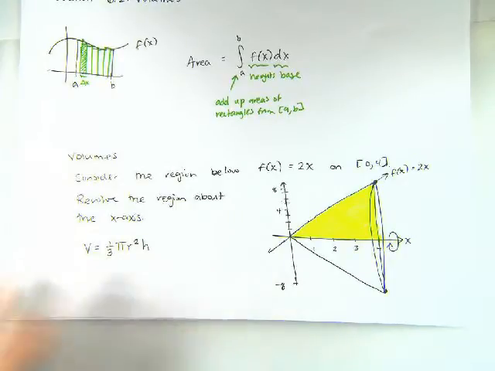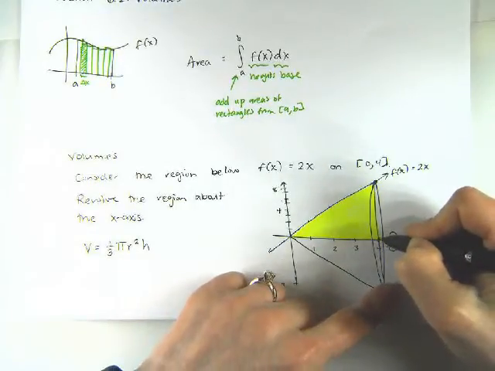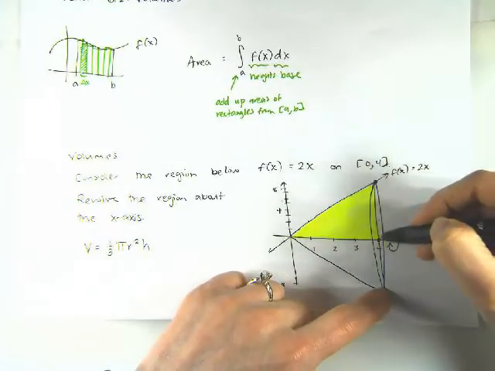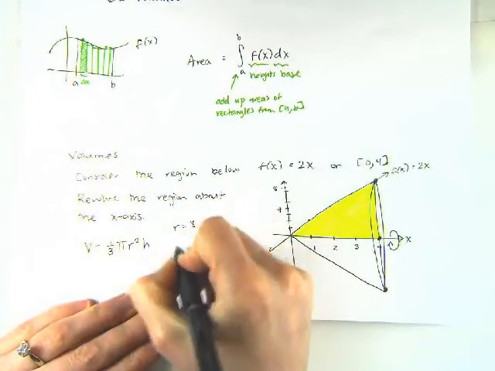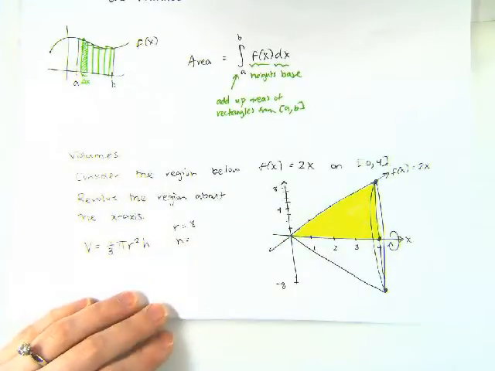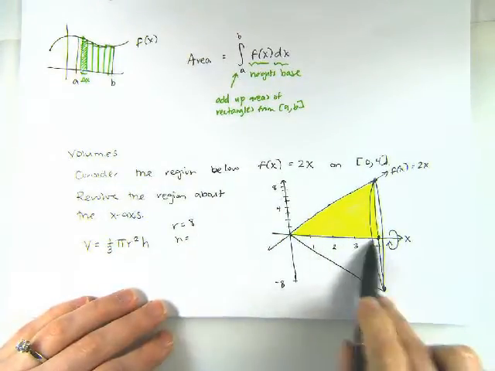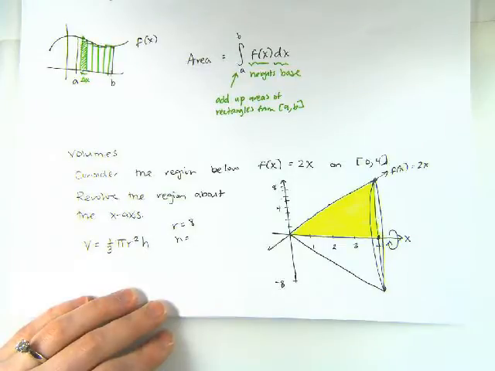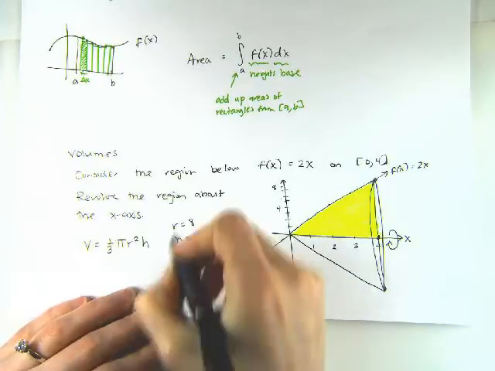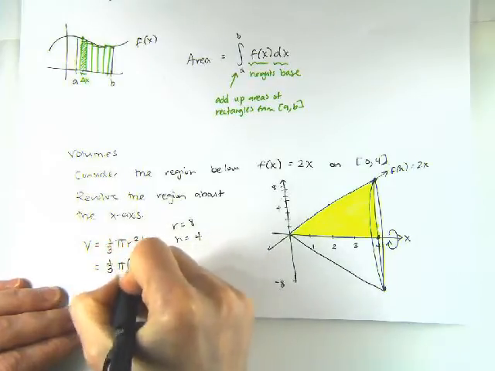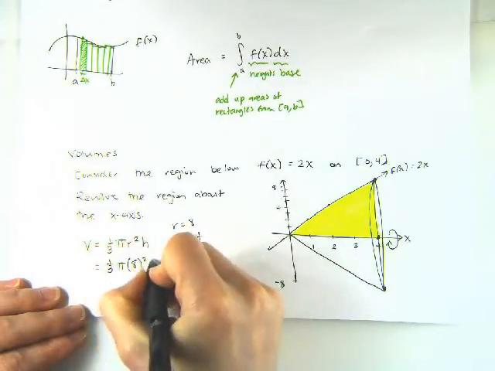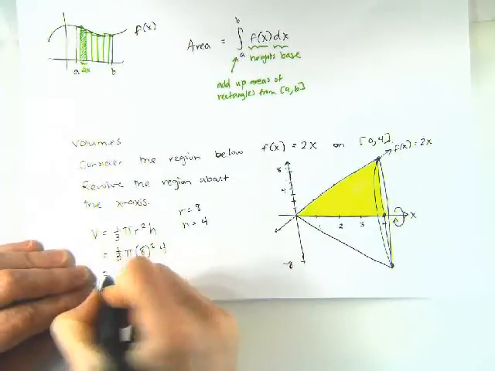So in this case, I need to figure out what my radius is. So the radius of the base is 8. And what's the height of the cone? 4. And notice, because this cone's laying sideways, our height is like a horizontal height, so h is 4. So to figure out the volume, I've got 1/3 pi 8 squared times 4.